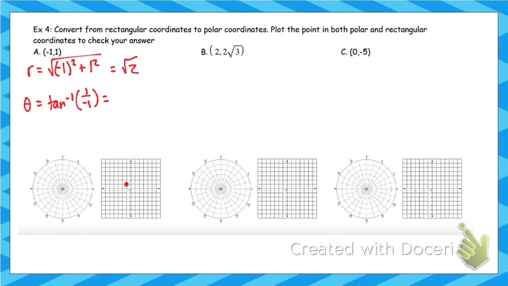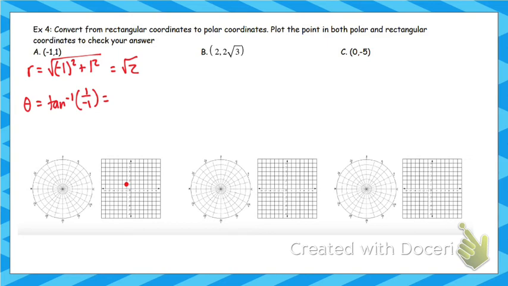Tangent's 1 where the x and y are the same. Or again, if you plug it into the calculator, keep in mind, the x here was negative. This was a quadrant 2 point. So what we would need to do is add, not 180 because we're in radians, we would have to add pi to our answer.